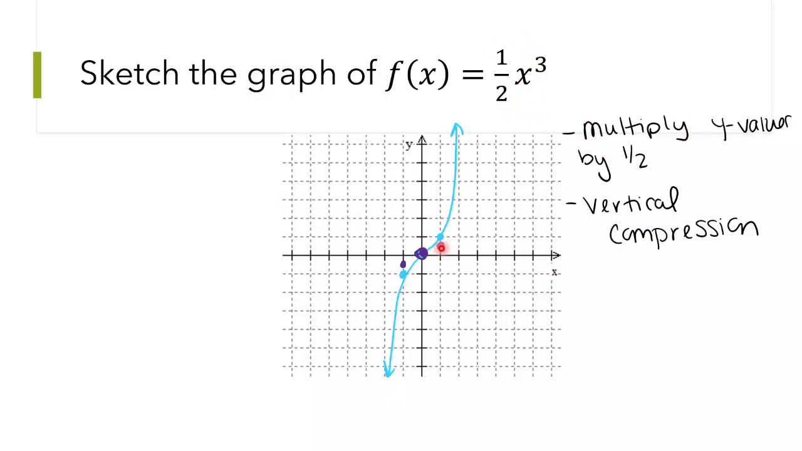So the point that was at the origin is still going to stay there because 0 times a half is still 0. But the point that was at 1, 1, we take the y value and we cut it in half, and it moves to 1/2. Same idea with the point that was at negative 1, negative 1. I cut the y value in half, and it's at negative 1/2. And there's my result. My graph has been squashed or vertically compressed.